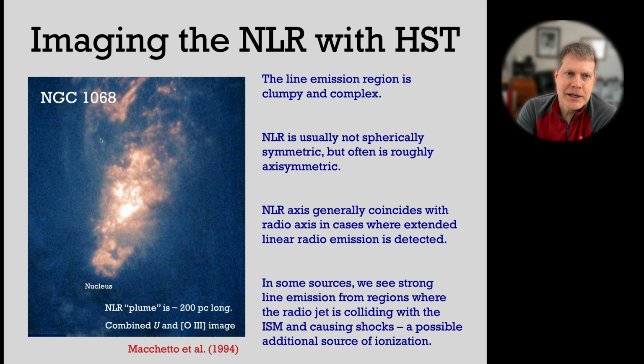Here is a classic example of doing exactly that. This is the famous local Seyfert galaxy NGC 1068. In this case, we believe the nucleus is down here, and this large plume here, which is about 200 parsecs long, represents the narrow line region. And this is showing primarily the O3 emission here from the narrow line region. You can see, first of all, that this line emission region is clumpy and complex. There are sort of filamentary structures, there are blobs throughout it, and so it's a clumpy, complex structure, to be sure.